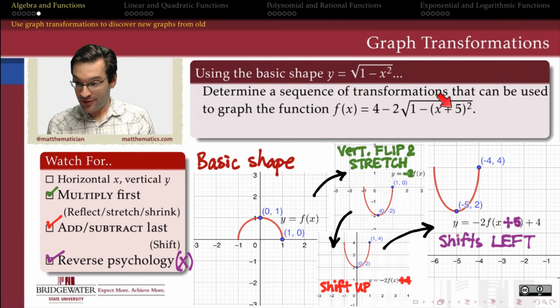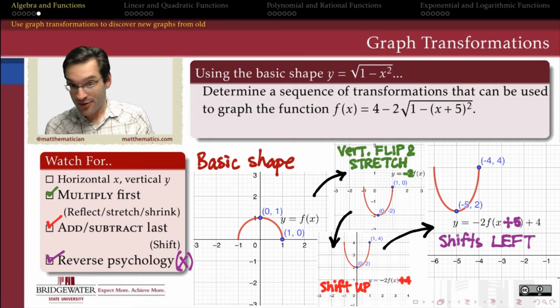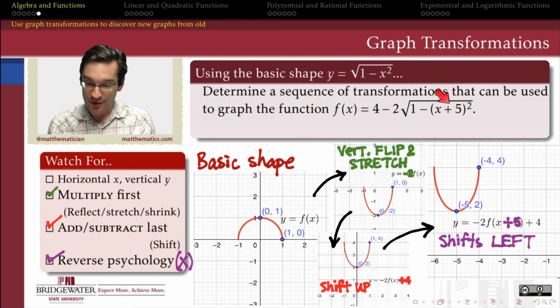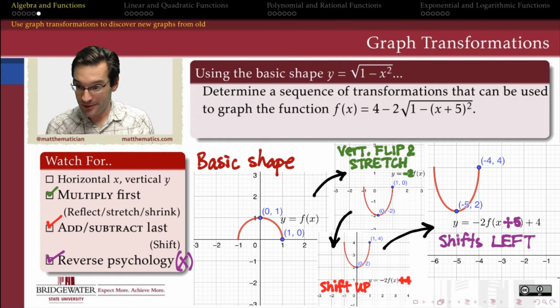If I add 5 to the x inside the parentheses, it's going to shift my graph to the left by 5. And remember, when we're acting directly on x, to use reverse psychology. Adding 5 to x does not move my graph to the right, it moves my graph to the left, because it's moving the x-axis to the right. So that's for graph transformations. And that closes our initial study of functions in algebra.